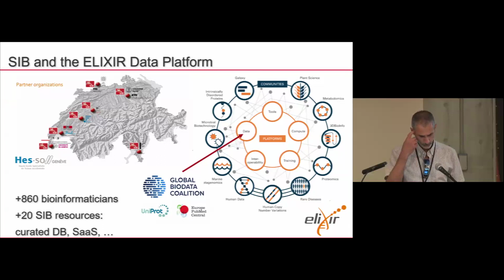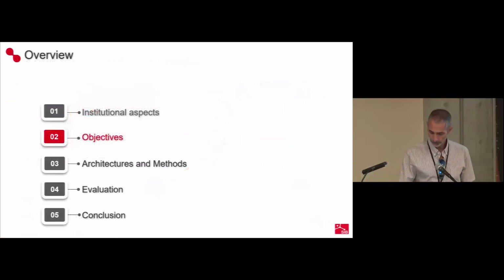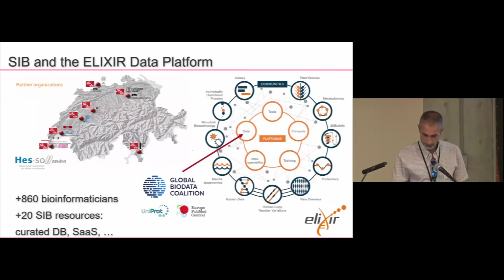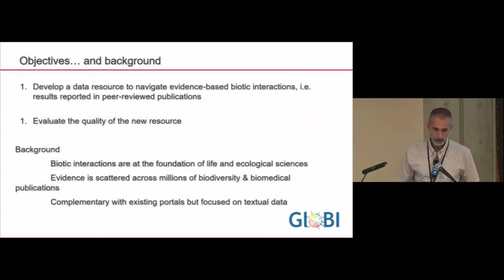And for SIB, we have about 860 bioinformaticians countrywide. We maintain more than 20 of these SIB resources, which could be curated databases like UniProt KB, but also software as a service. Okay, so what is the objective of the Biotic Explorer? We want to develop a data resource to navigate biotic interactions. And the way we want to do it is using the publications. That's why we call it evidence-based biotic interactions.